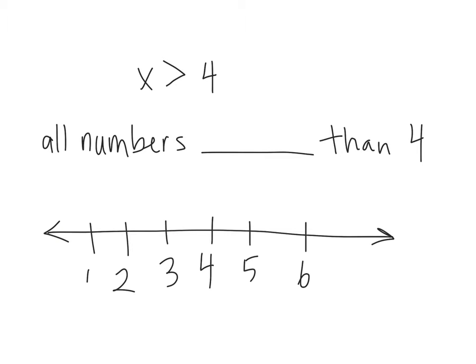All right, we're going to look at a few of these inequalities to see how they work on a number line. So we've got this statement, and we just need to make sure that we know how to read it. So this says all numbers that are greater than 4. So we need to represent all numbers that are greater than 4 on a number line.